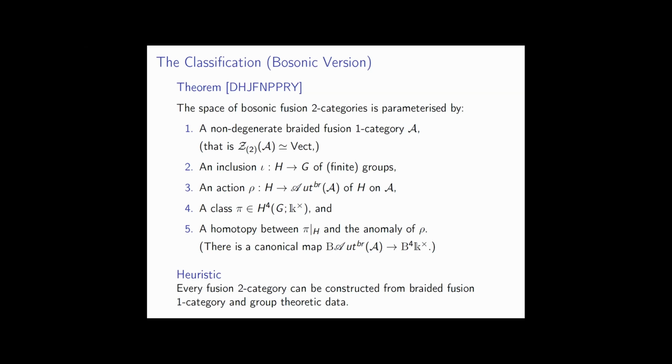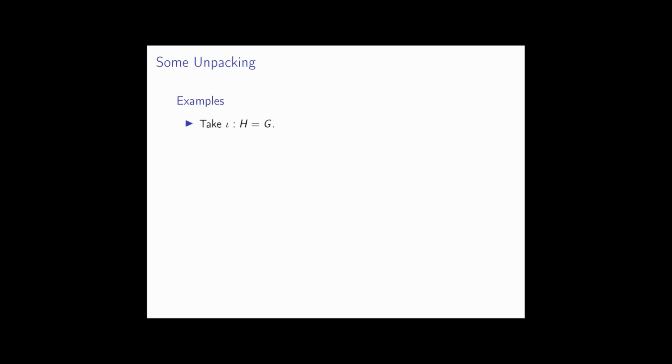So braided fusion category comes up in 1 and 3, I guess, and then group theory is 2, 4, and 5. By group theory, I just mean low dimensional homotopy theory or something. And I think, when you just look at this, it's sort of hard to understand where some or maybe even any of these pieces of data actually come up when you try to reconstruct the corresponding fusion 2-category. So let's do a few examples.